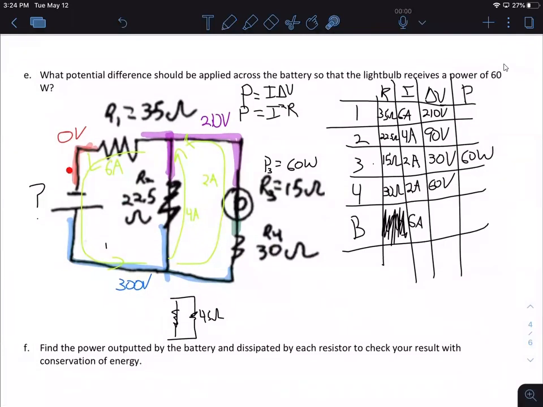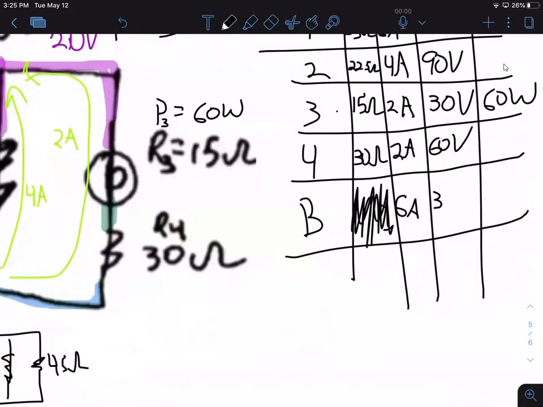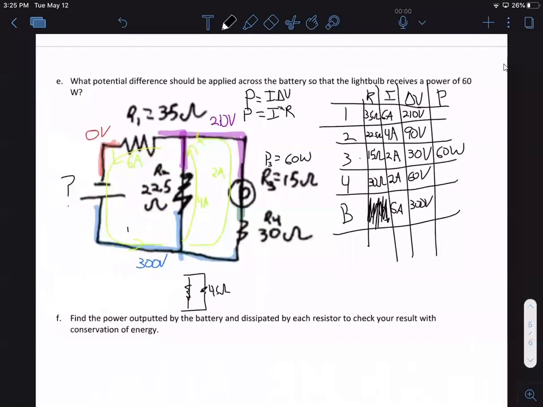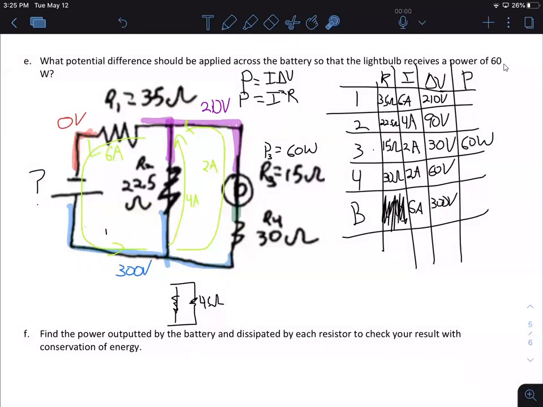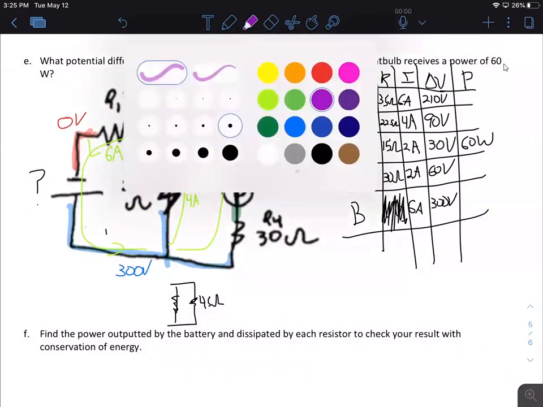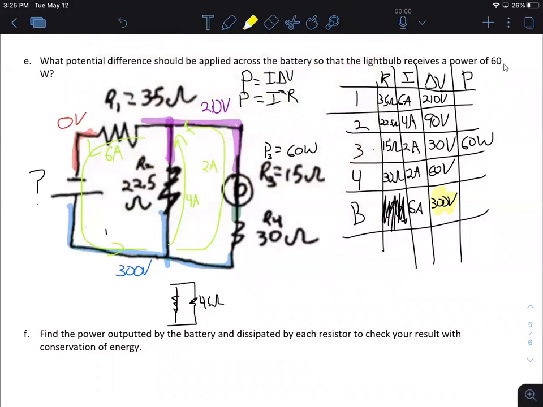And hey, now we can figure out the battery. Battery is going from 0 to 300. So 300 volt battery. Adds 300, takes away 90, takes away 210 back to 0. So that is our answer.